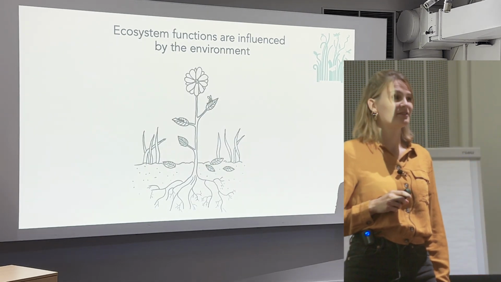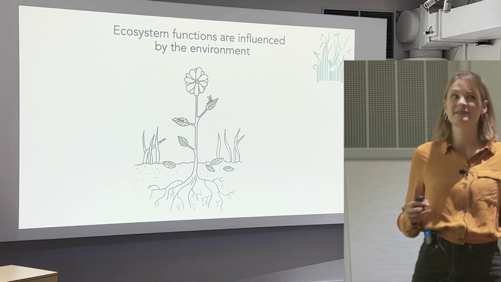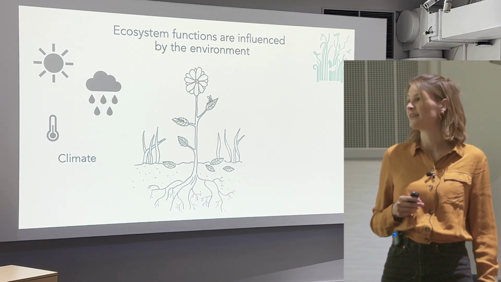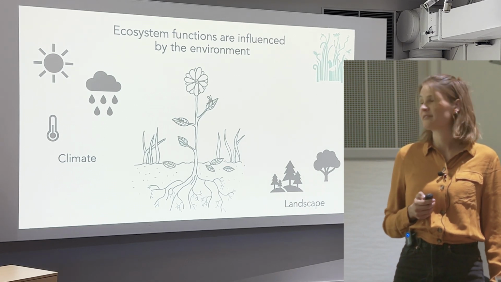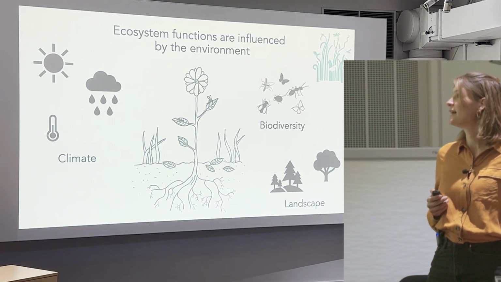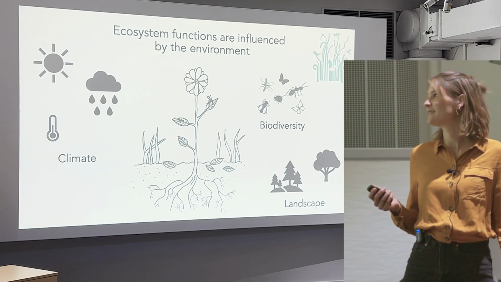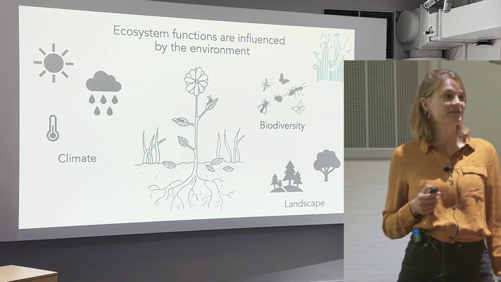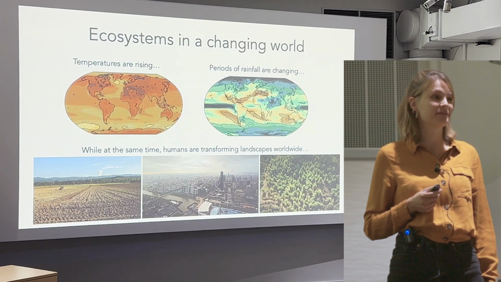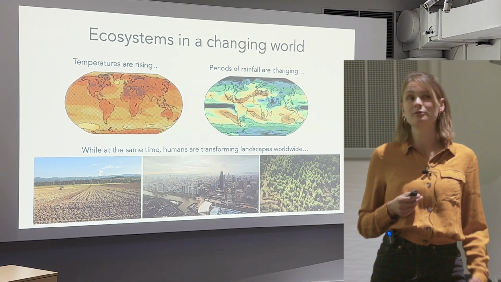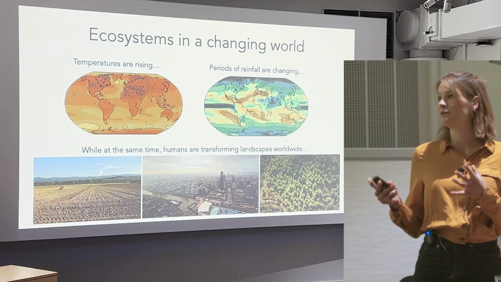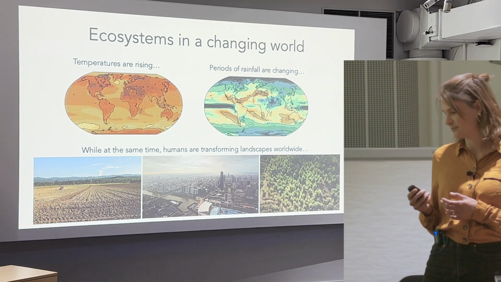And of course, these functions are not happening in isolation. They're placed in an environment with all different kinds of influences. So of course, there's the climate, the temperature, precipitation regimes that are influencing these functions. There are landscapes, different kinds of vegetation covers that can dictate which functions are happening where. And of course, then we have the biodiversity, in our case, the insects that determine which functions are happening where and how much of those functions are happening. And of course, we all know that we live in a rapidly changing world with climate change. Humans are transforming landscapes. There's a biodiversity crisis, so now it's more important than ever to know how these factors are influencing the functioning of our ecosystems.